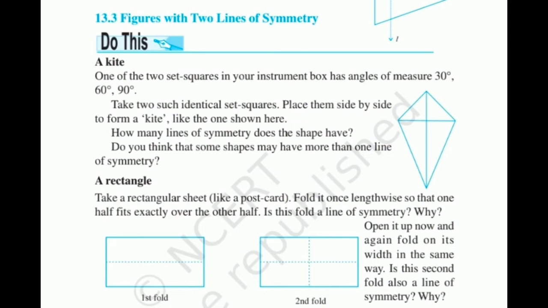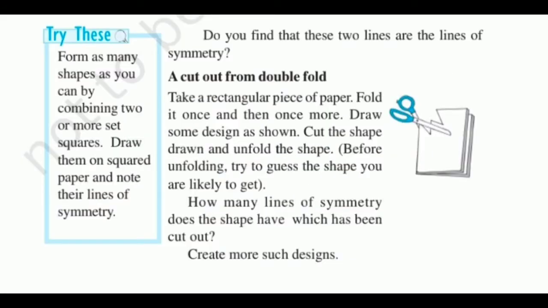Now we'll consider a rectangle. Take a rectangular sheet like a postcard and fold it once lengthwise so that one half fits exactly over the other half. Is this fold a line of symmetry? Why? Open it up now and fold it on its width in the same way. Is this second fold also a line of symmetry? Why? Do you find that these two lines are the lines of symmetry?